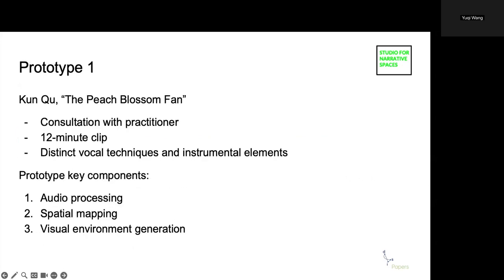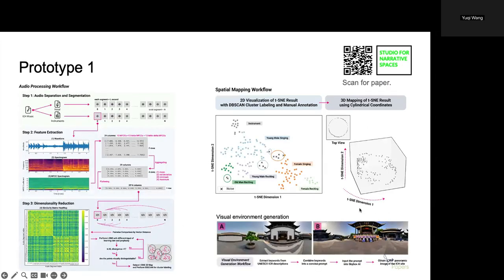We built our first prototype using Kunqu opera. We used a 12-minute clip from the Peach Blossom Fan. Our system has 3 key components: audio processing, spatial mapping, and visual environment generation. So the result is we created a spatial audio landscape where nearby segments sound similar. How did we achieve this?